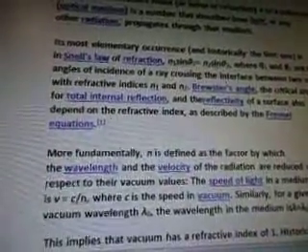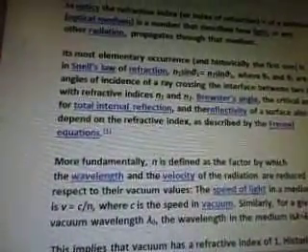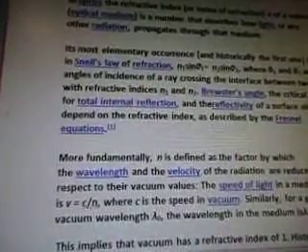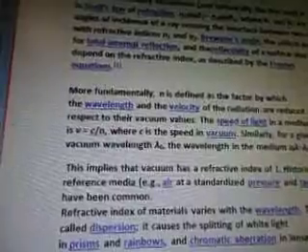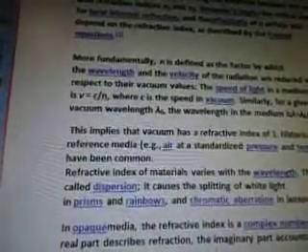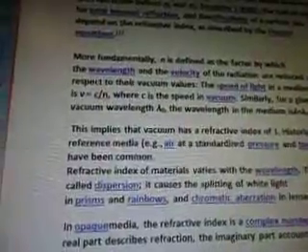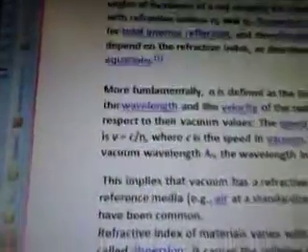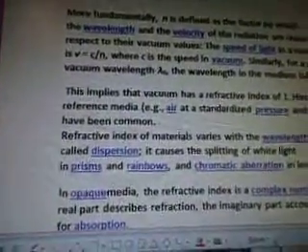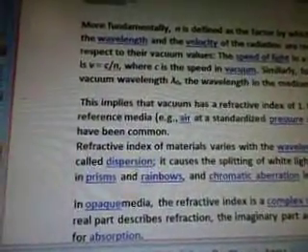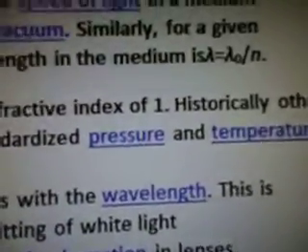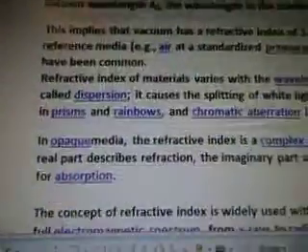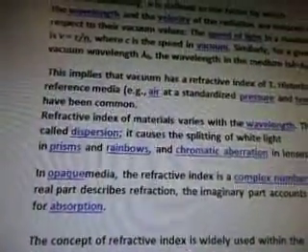Brewster's angle, the critical angle for total internal reflection, and the reflectivity of a surface also depend on the refractive index as described by the Fresnel equations. More fundamentally, n is defined as the factor by which the wavelength and the velocity of the radiation are reduced with respect to their vacuum values. The speed of light in a medium is v equals c divided by n, where c is the speed in a vacuum. Similarly, for a given vacuum wavelength λ0, the wavelength in the medium is λ equals λ0 divided by n. This implies that vacuum has a refractive index of 1.